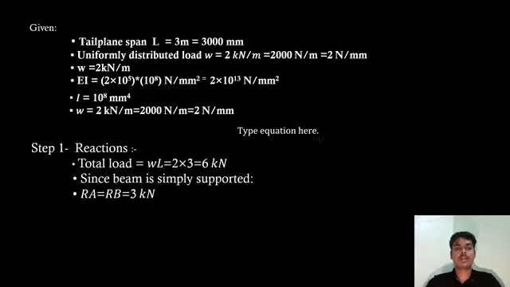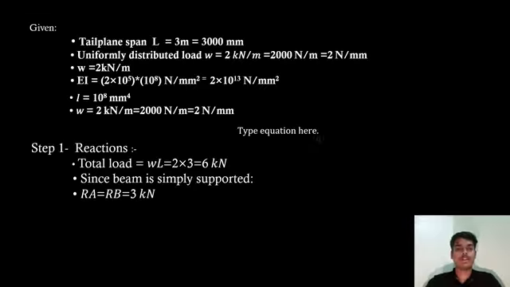The given parameters are: tailplane span, meaning length, is 3 meters, which is converted into mm, becoming 3000 mm, and the uniformly distributed load W is equal to 2 kilonewton per meter. This should be in mm, so it becomes 2 Newton per mm. Then EI, which is a constant, has values E equal to 2 into 10 raised to 5 and I equal to 10 raised to 8, which should be in mm, so 2 into 10 raised to 13 Newton mm square.